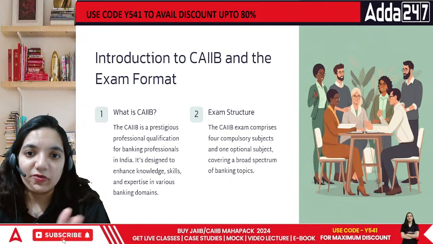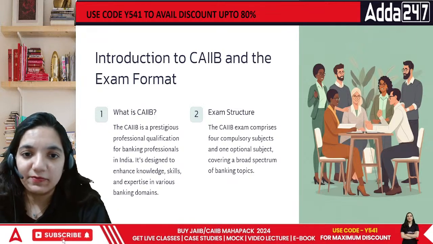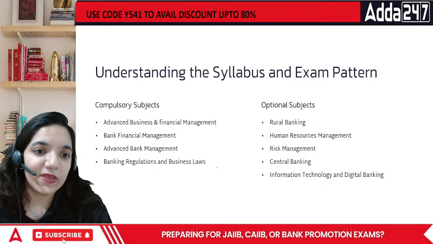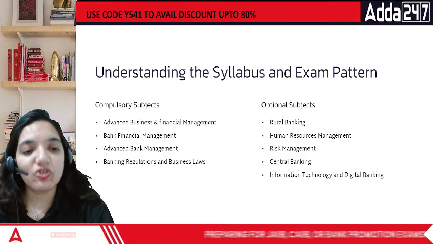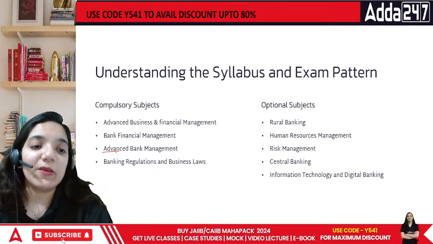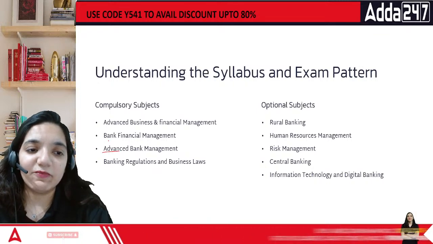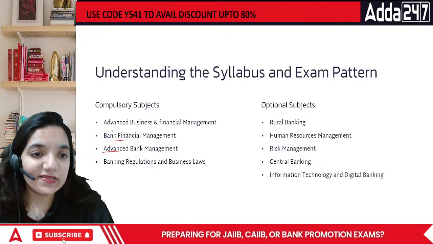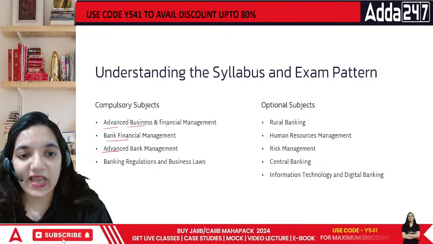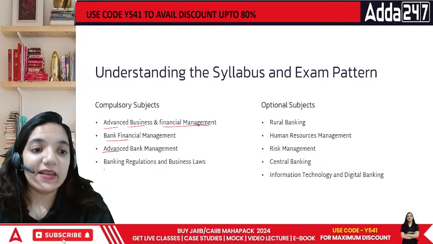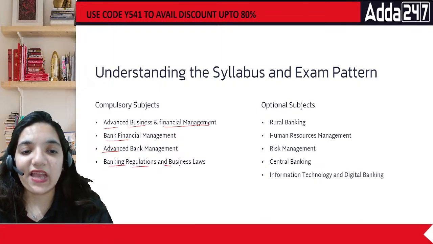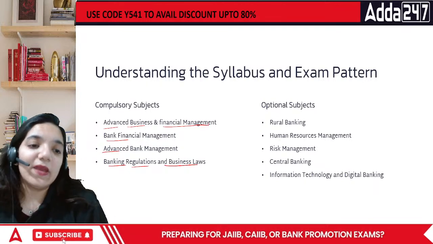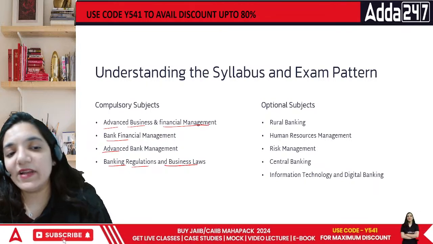Okay, now when we talk about the CAIIB examination, there are 4 compulsory, 1 optional. The first examination is normally ABM, Advanced Bank Management, then we have BFM, Bank Financial Management, then the third one is Advanced Business and Financial Management, and last is Banking Regulations and Business Laws. This is BRBL. Okay, so we have ABM, BFM, ABFM, and BRBL.